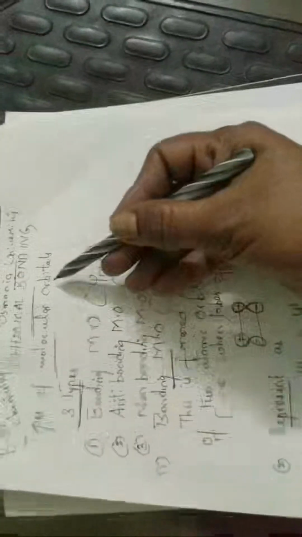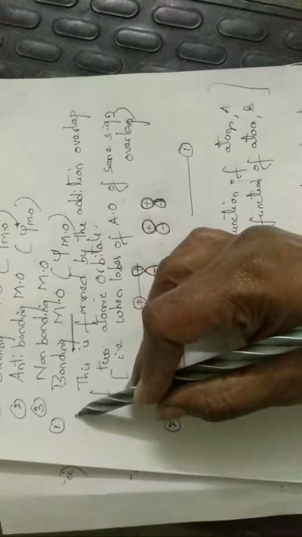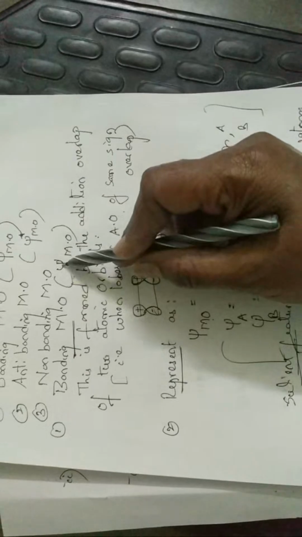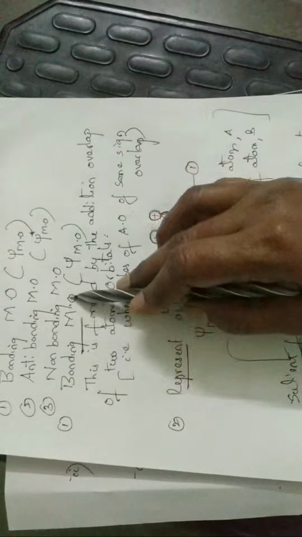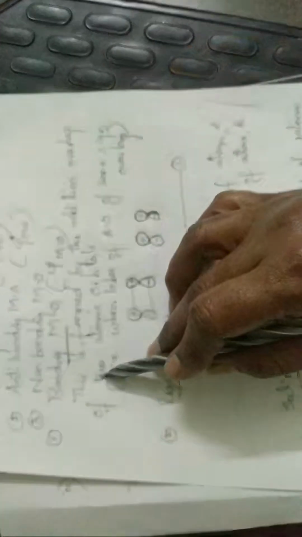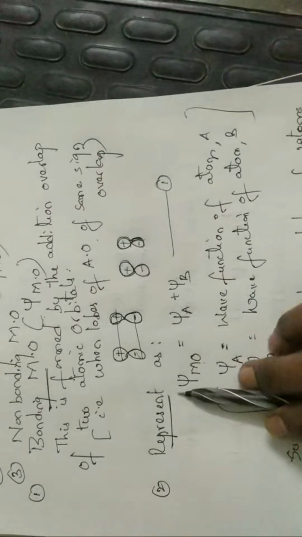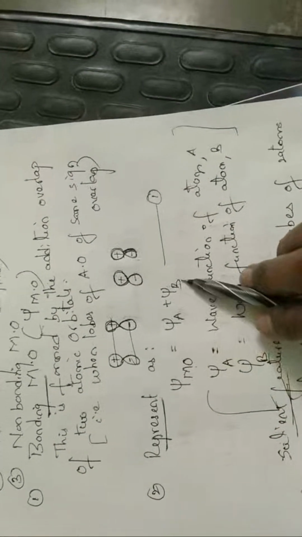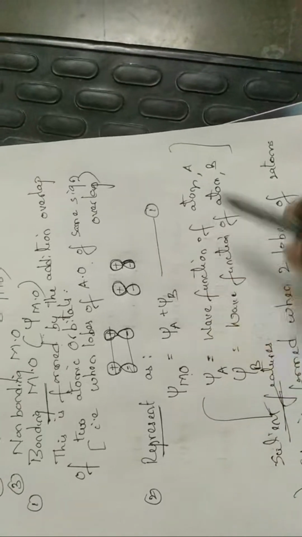So once again I'll repeat. Here in chemical bonding, there are 3 types of molecular orbitals: bonding molecular orbital, Psi-MO; anti-bonding molecular orbital, Psi*MO; and non-bonding molecular orbital. Coming to the first one, bonding molecular orbital, we will represent it as Psi-MO. Only psi is the wave function. This bonding molecular orbital is formed by the addition overlap of 2 atomic orbitals, that is, when lobes of atomic orbitals of the same sign overlap. We represent it as Psi MO equals psi A plus psi B, where psi A is the wave function of atom A and psi B is the wave function of atom B.